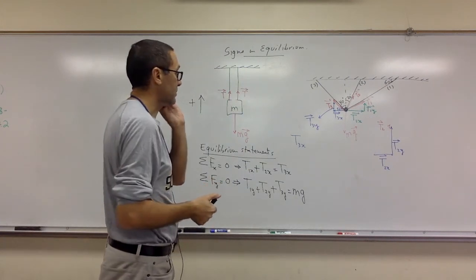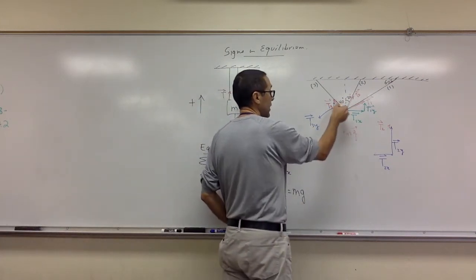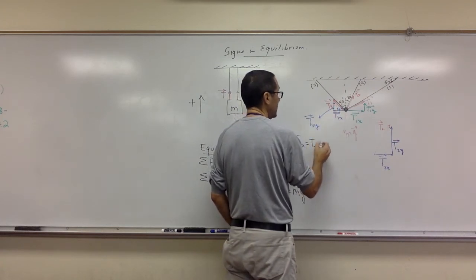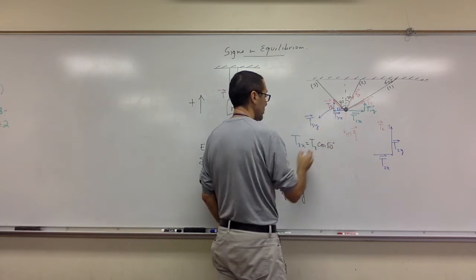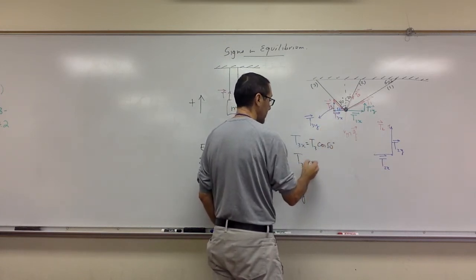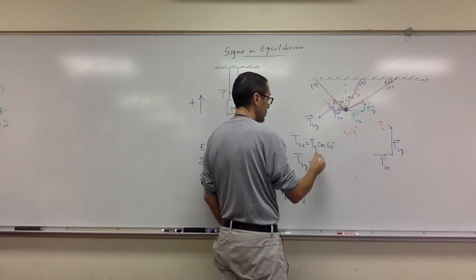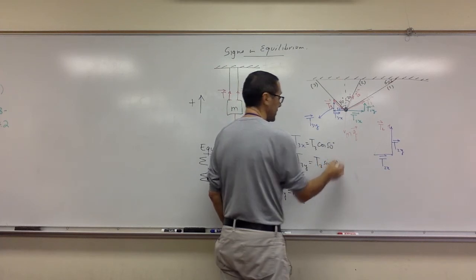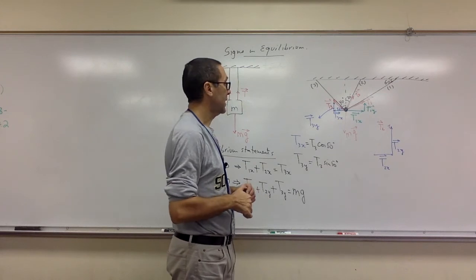for an AP student. Now, T3x, if I work inside this triangle here, that should be just T3 cosine of 50. If I do T3y, the y component is the one across from the 50, so that has to do with sine. So that's T3 sine of 50. And you can do the same thing on the other side for T1x and T1y.